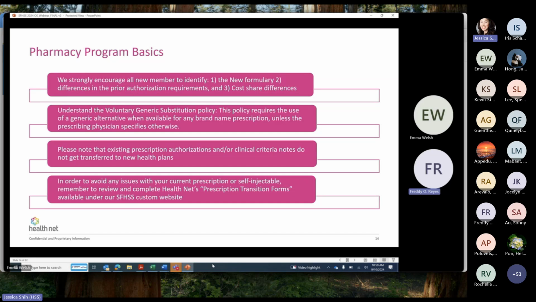So if you did go through that process with the previous health plan, in order for that to be a smooth transition and avoid any issues, we always recommend that you try and complete Health Net's prescription transition forms located under our website. And that applies to prescriptions as well as self-injectables. And that'll allow the authorization under your previous health plan to carry over to the health plan.